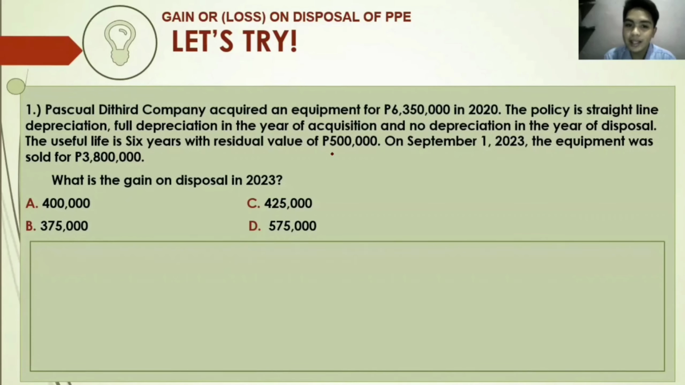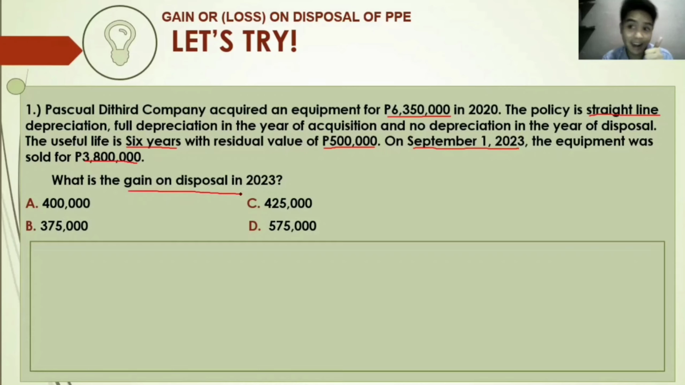Okay. In year 2020, nag-acquire daw ang Pascual III Company ng equipment sa halagang 6,350,000. At ang ginagamit daw nila for depreciation ay ang straight line method. Tapos, ang equipment daw na binili nila ay may 6 years useful life at with residual value na 500,000. At naisipan daw nilang ibenta noong September 1, 2023, yung equipment sa halagang 3,800,000. Ang tanong, how much is the gain on disposal in year 2023?